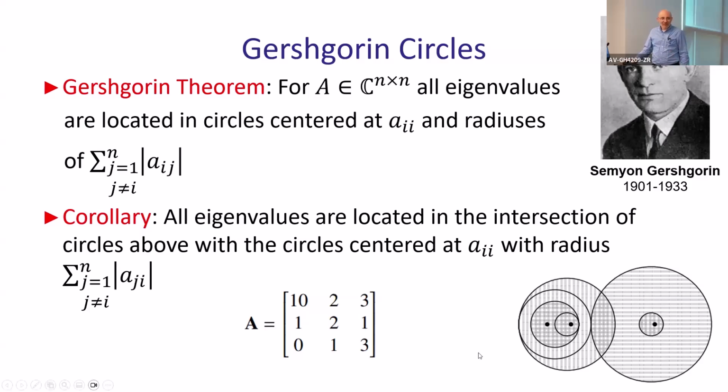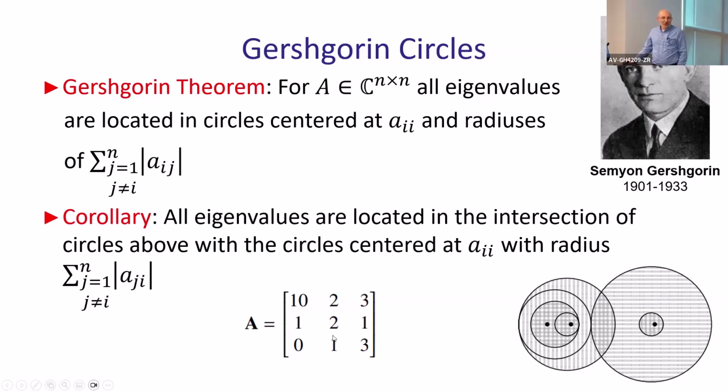This is why some of the circles are going that way, and some of them are going that way. So the eigenvalues need to be in the shaded area in both directions, where you have crossing between these two. So let's look at the first one. The first one is at location 10, which is somewhere here, with radius 5 and radius 1. This small circle is radius 1, and this big circle is radius 10. So eigenvalues have to be in the overlap of these two circles.